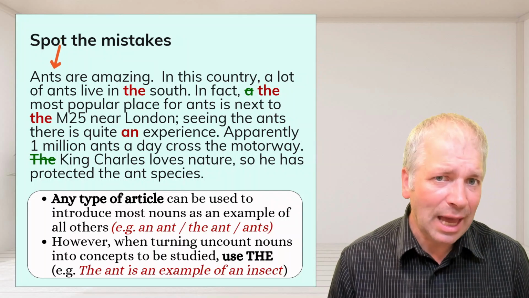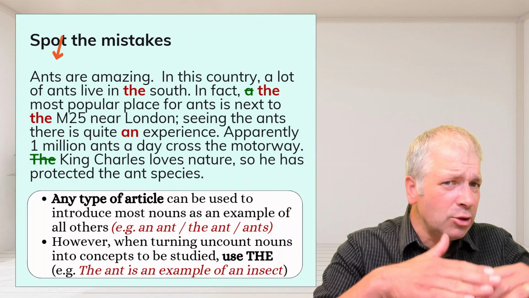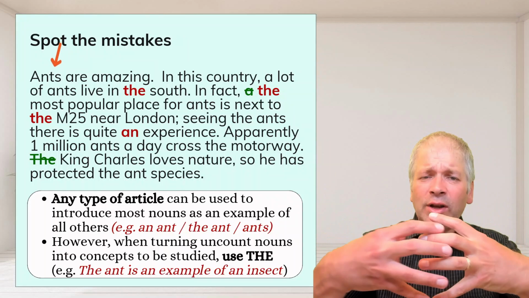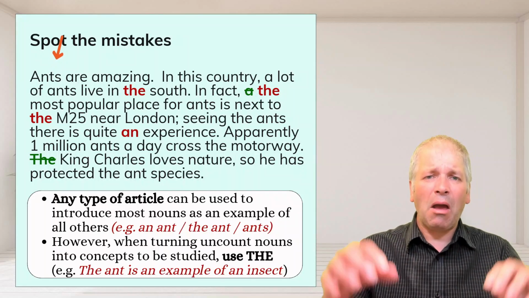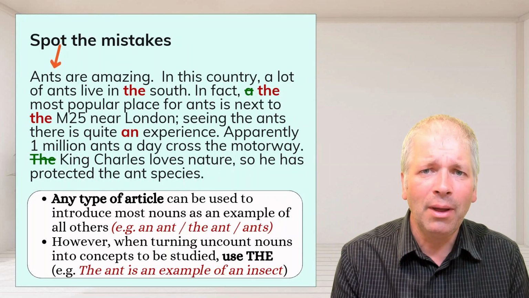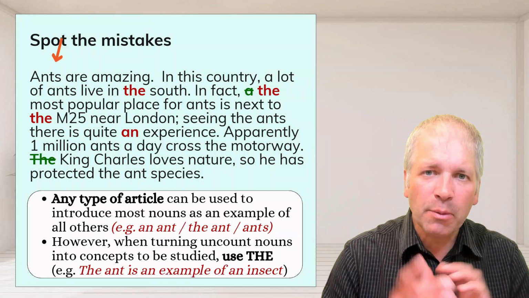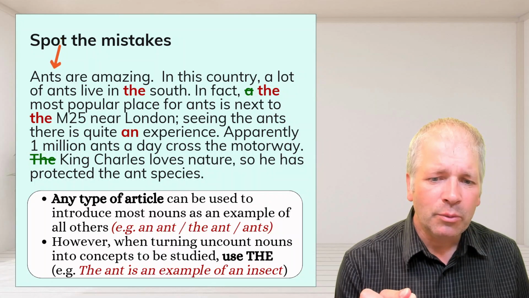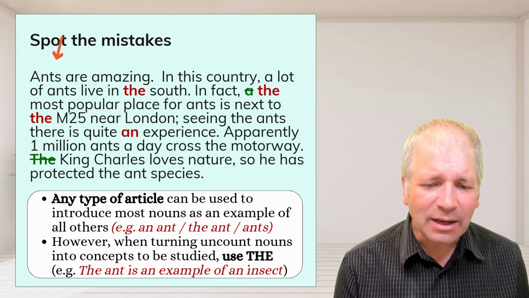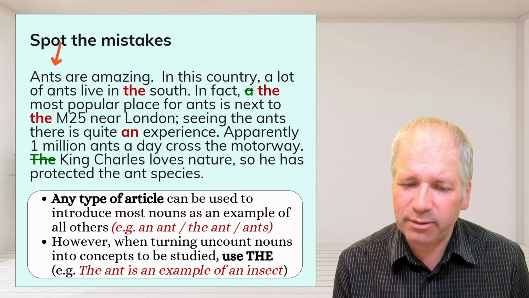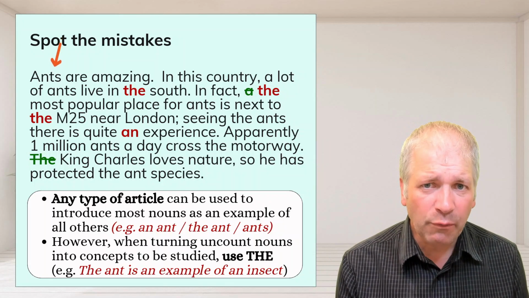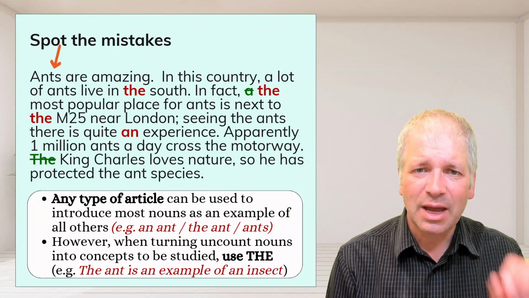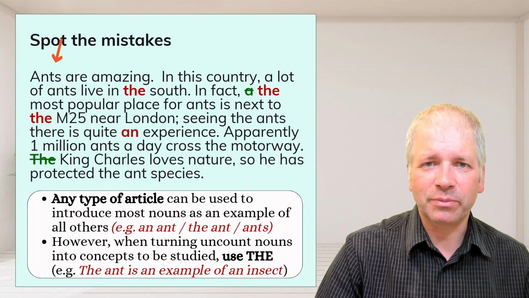But something to bear in mind. When turning uncountable nouns into concepts to be studied, we take the noun and we turn it into something that we're going to focus on and learn from and analyse. Sometimes when we do that, then we use the in front of it. We might say here, the ant is an example of an insect. So when we say the ant, often what we're doing is we're turning it into a subject of its own that we focus on and study more closely.